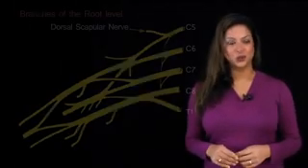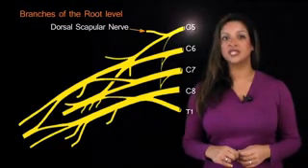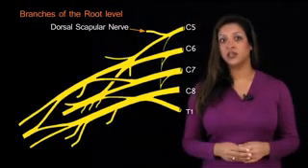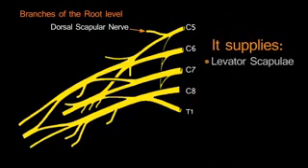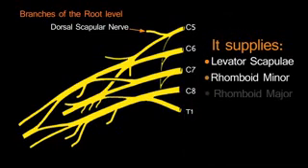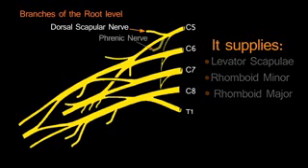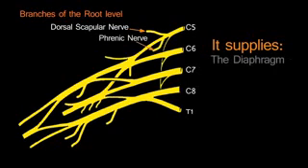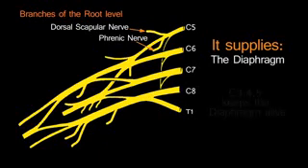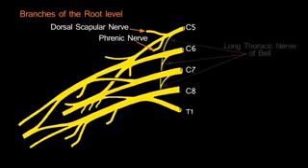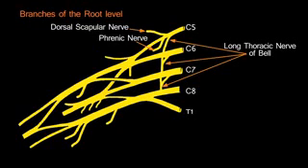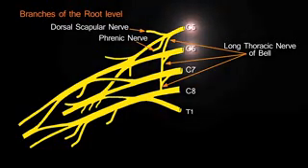The first one is the dorsal scapular nerve, which is derived from C5. The dorsal scapular nerve supplies 3 muscles on the back of the trunk. These are the levator scapulae, rhomboid minor and rhomboid major. C5 also gives a contribution to the phrenic nerve. Now the phrenic nerve supplies the diaphragm. If you remember the mnemonic, C3, 4, 5 keeps the diaphragm alive. Well, there you go, there's the contribution from C5. The third branch is the long thoracic nerve of Bell, which is C5, C6, C7.